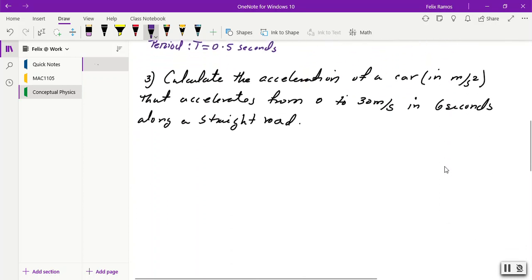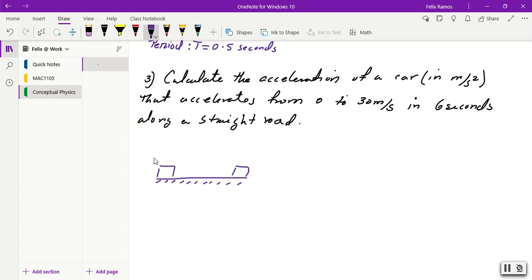We have a third problem here where they say calculate the acceleration of a car in meters per second squared that accelerates from 0 to 30 meters per second in 6 seconds along a straight road. So what we have in this problem, and it's always a very good idea to make a sketch of the problem to visualize what is going on. So I have my car here.